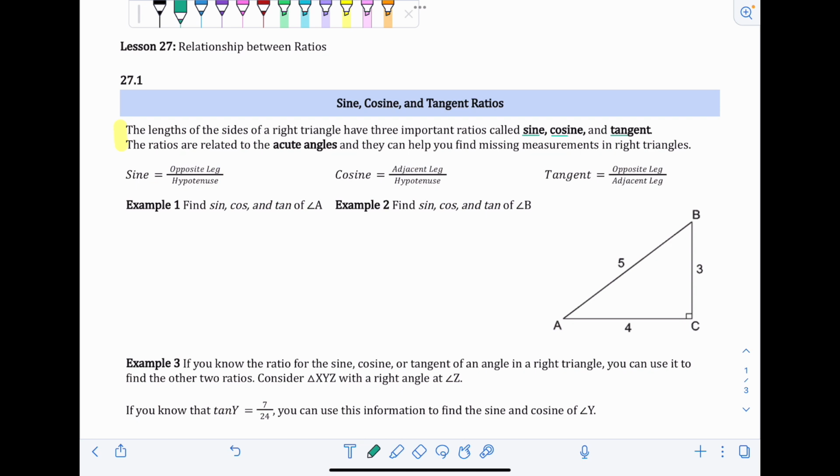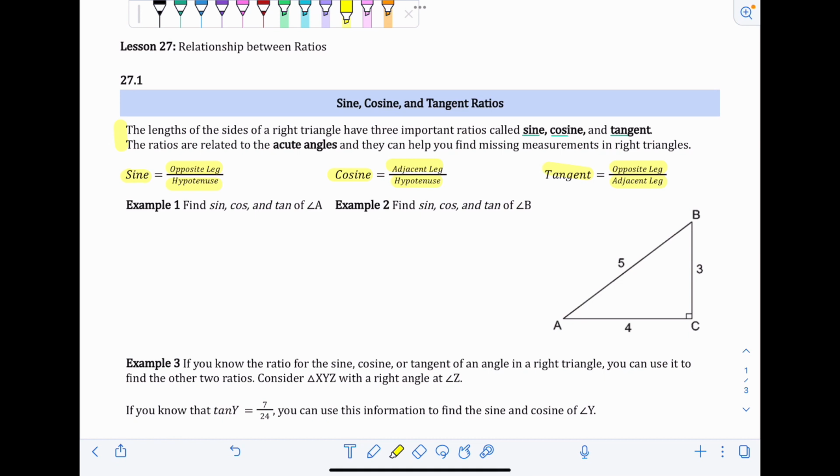So the formulas for each involve phrases like opposite leg, adjacent leg, and hypotenuse. Hypotenuse we've talked about, but the other ones may not sound super familiar yet, but we'll get into them with the first example. It's just important to get the formulas down before we get started. So sine is the opposite leg of an angle over the hypotenuse from the triangle. Cosine is the adjacent leg over the hypotenuse. And then tangent is the opposite leg over the adjacent leg.